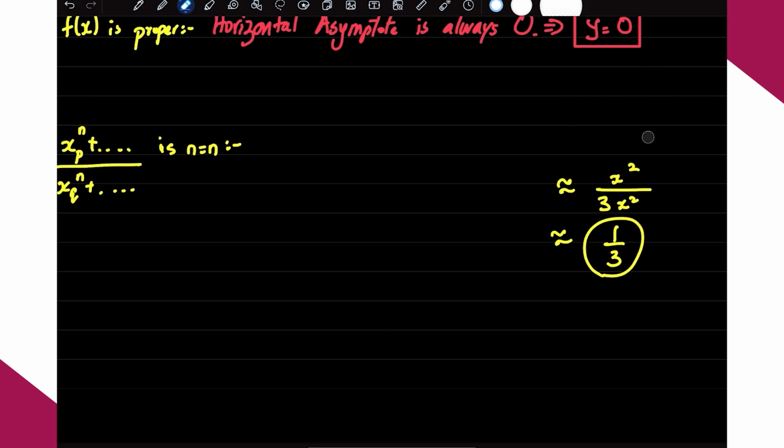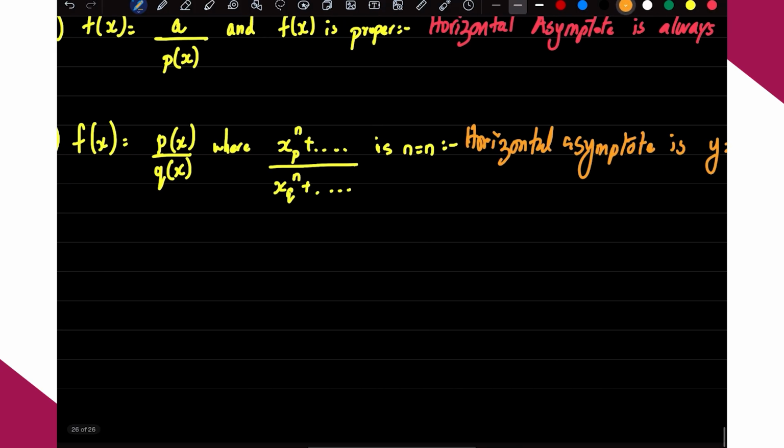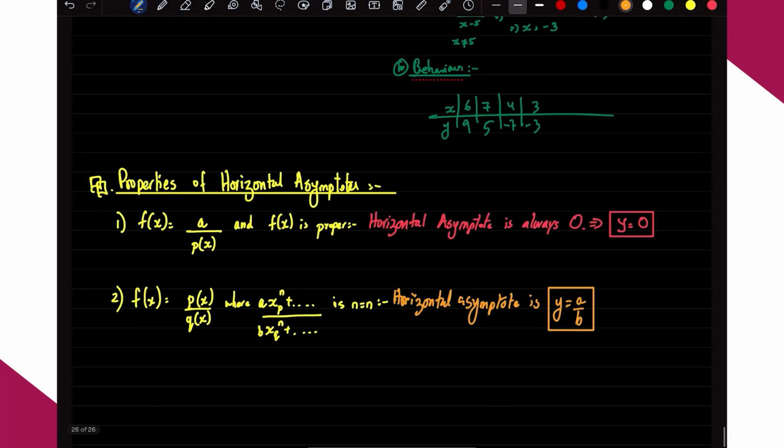In this case, this was 1. If it wasn't 1, if it was something else, then it would have been completely something else, right? That's what I'm trying to establish here. So what we are saying is that the horizontal asymptote is y equals a over b. So what is a and what is b? Let's say I'm going to take the yellow color, and this is a and this is b. Y is a over b, and that is going to be by note. Okay, so these are the two properties of horizontal asymptotes.